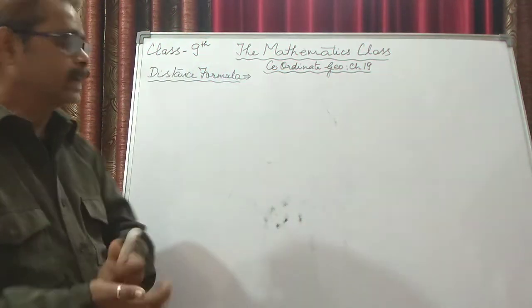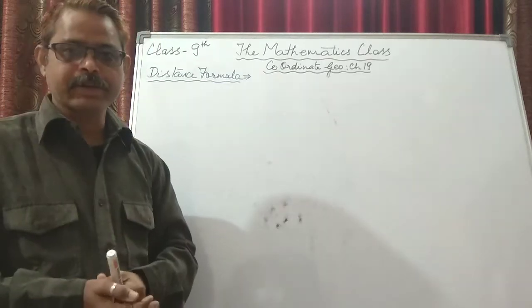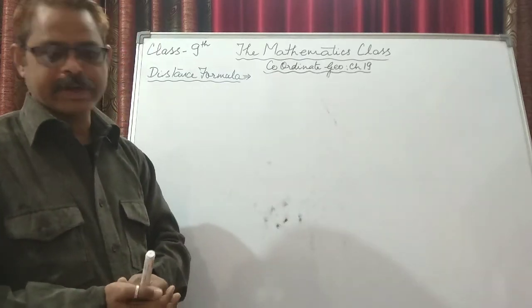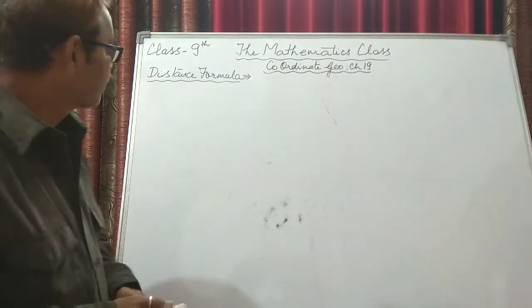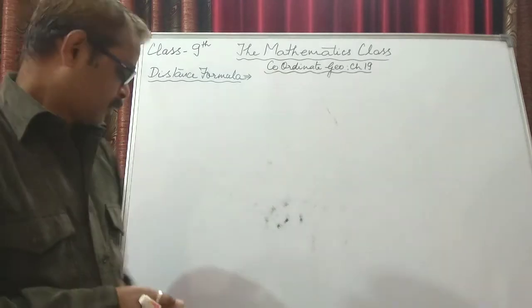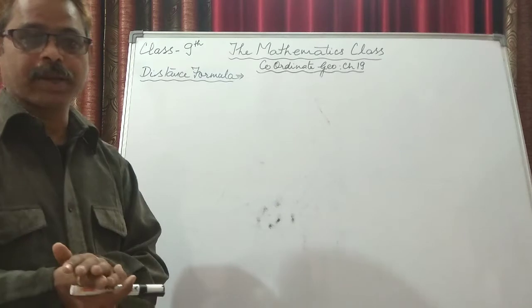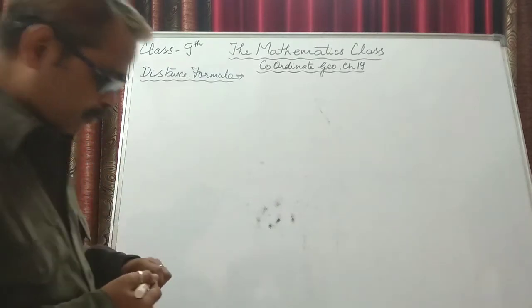This class is for class 9 and the chapter that we are discussing is coordinate geometry, that is chapter number 19, and we are following Understanding ICSE Mathematics by M.L. Aggarwal. Now today we will start with a new topic, that is the distance formula. What is the meaning of distance formula?